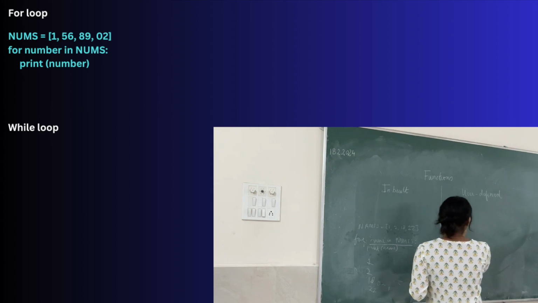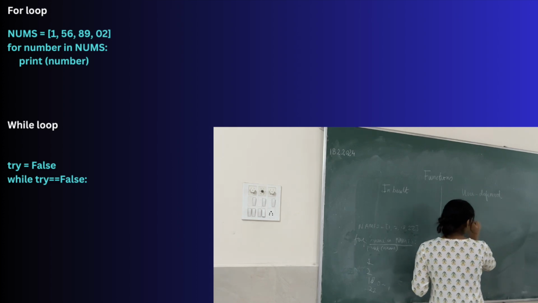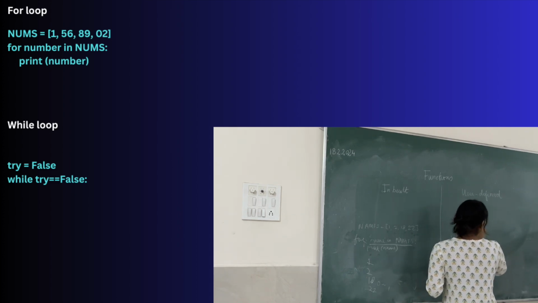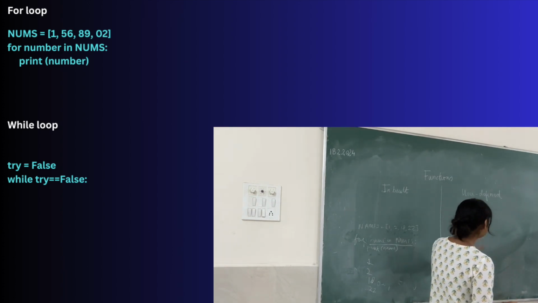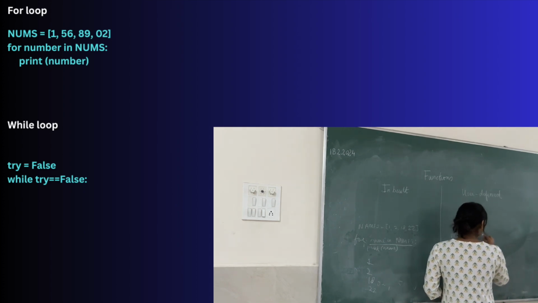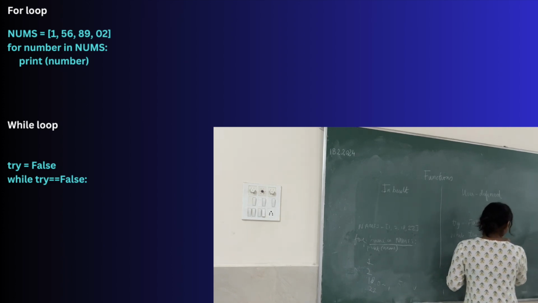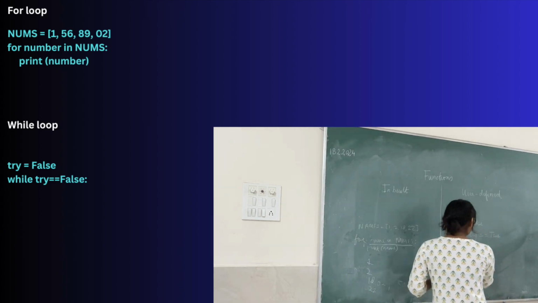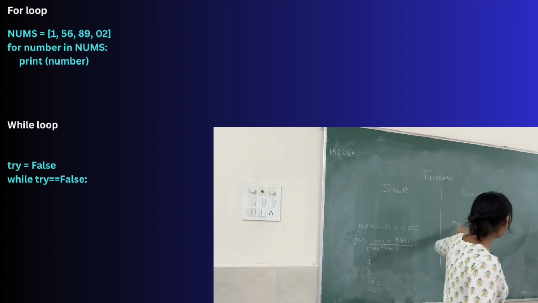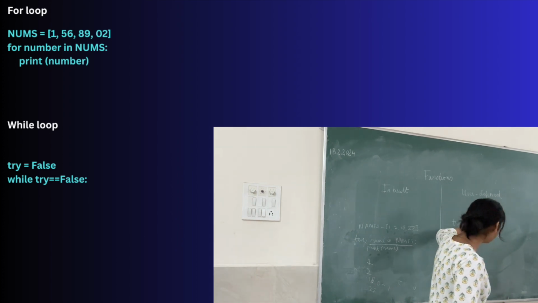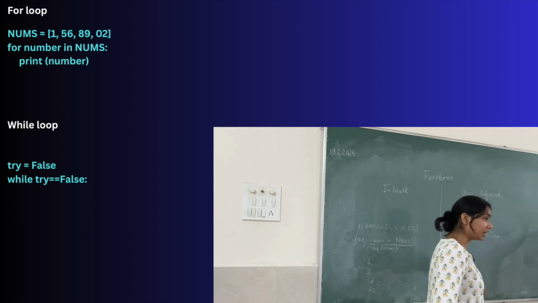For example, if you have a variable known as try, I'm just using a random name, and right now it's false, but you want to run this program until try becomes true, so while try equals false. Whatever is inside this block of code will run until try becomes true. After it runs the code once, it will check if try is true. If it's not true, then it will run it again.